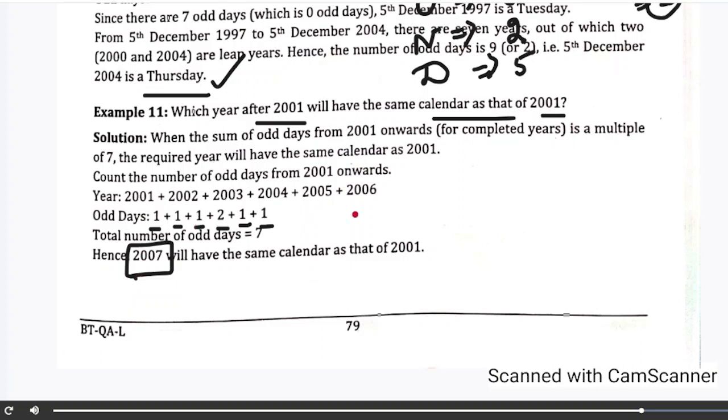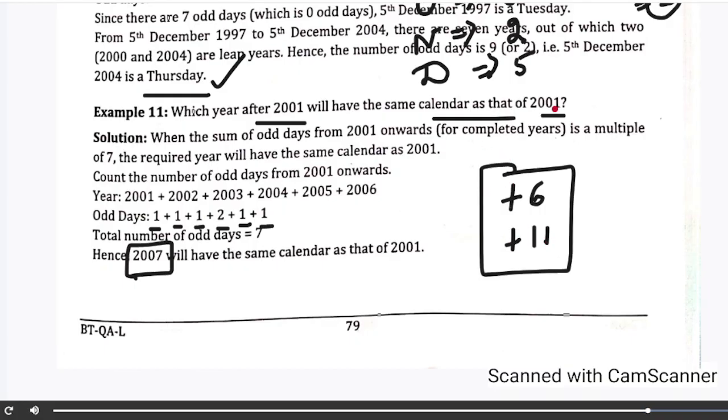Okay? So this way you'll find it out. Either the answer will be after adding plus 6 or it will be after adding plus 11. This is the shortcut you can remember. If it is just after the leap year, then it is plus 6. And if it is just before the leap year, the answer is going to be plus 11. And in the same way, if it is after 2 years or before 2 years, then also it's 11.